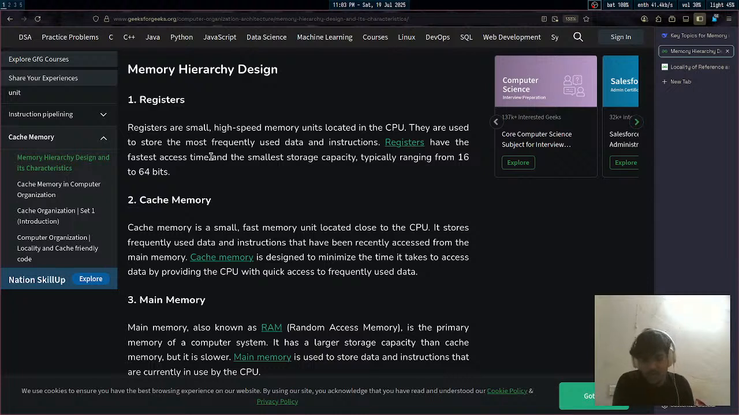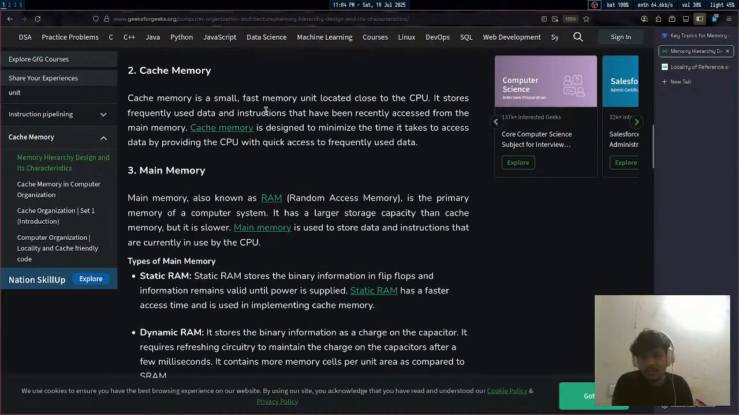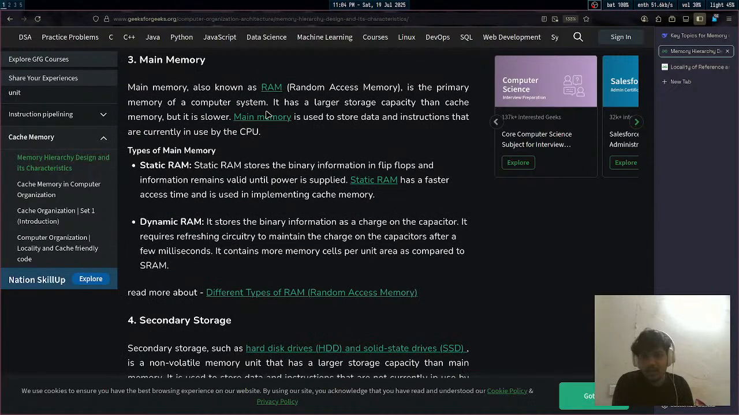Cache memory is small fast memory located close to the CPU. It stores frequently used data and instructions that have been recently accessed from the main memory. Cache memory is designed to minimize the time it takes to access data by providing the CPU with quick access to frequently used data. Yeah, that is right. And main memory, also known as RAM, is the primary memory of a computer system. It has larger storage capacity than cache, but it is slower. Yeah, that much is okay.